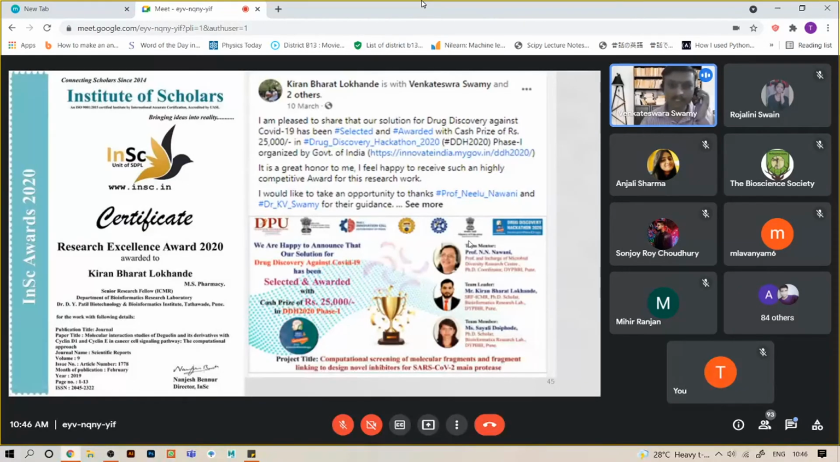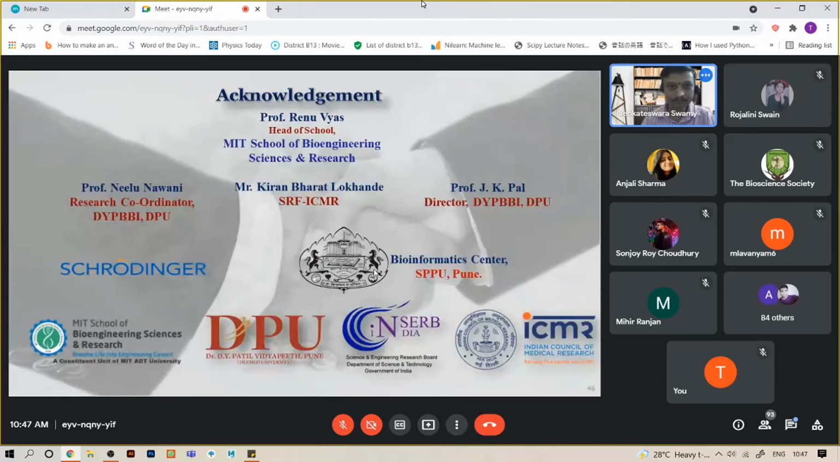This project was sponsored by the DST, and he also got a research excellence award in 2020. Kiran Bharat Lokande also participated in a drug discovery hackathon, and he got a cash prize of 25,000 in the first phase. I would like to give acknowledgements to the head of the institution, Professor Renuvas, and this work was carried out by Kiran Bharat Lokande. He is currently a PhD student under me and a senior research fellow from ICMR. He previously also worked on the DST project, so it is part of the DST project as well as the ICMR funded PhD project.